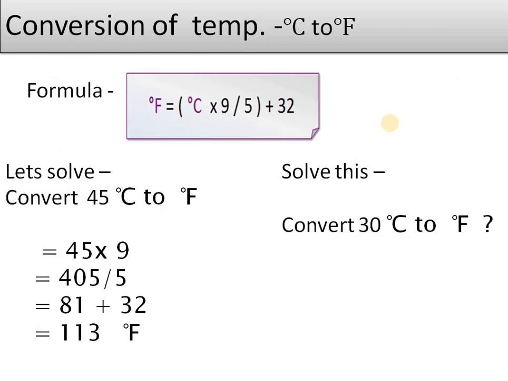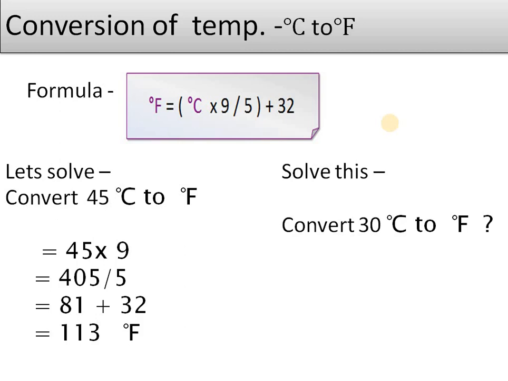Now, I told you there are various units of measuring temperature. The first unit we have come across is degree Celsius or centigrade, then Fahrenheit and Kelvin as well. Note down this formula in a notebook so that you can memorize it and understand how to convert. The formula is degree Fahrenheit equals, in brackets, degree Celsius into 9 by 5, plus 32. This is the formula for conversion of temperature from degree Celsius to degree Fahrenheit.